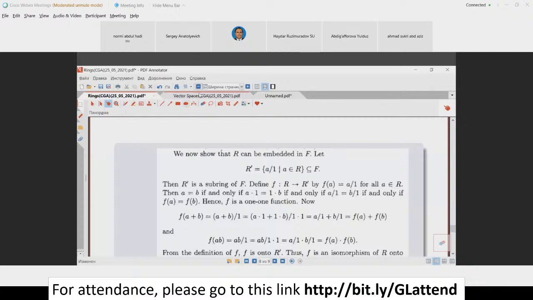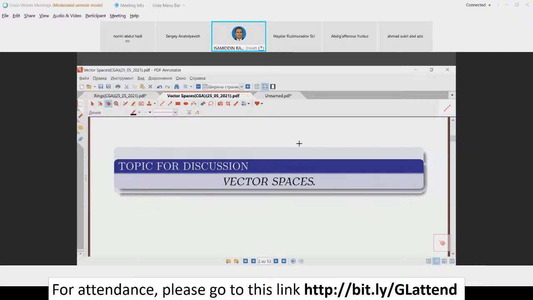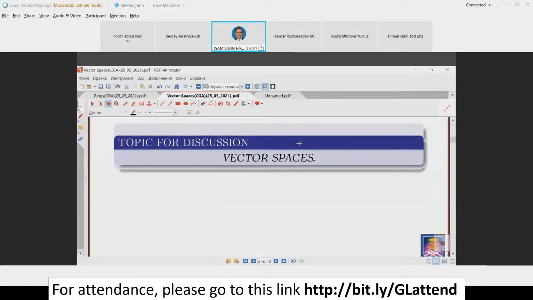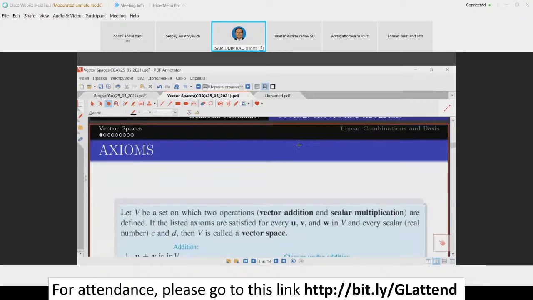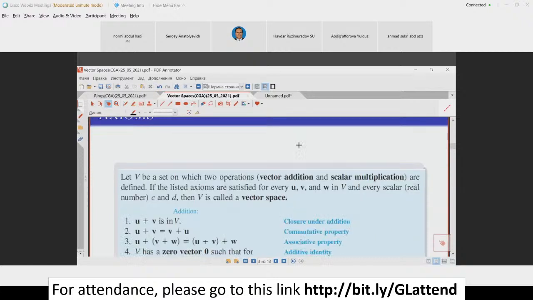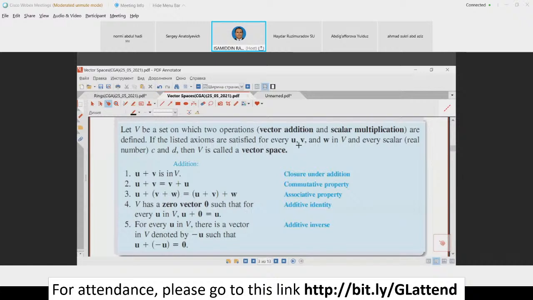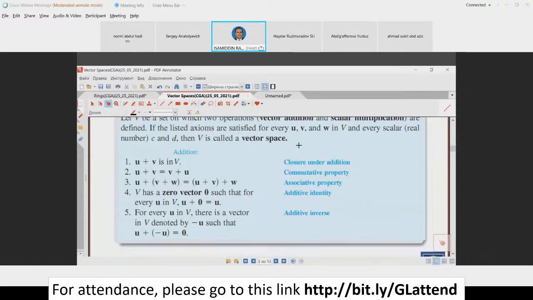If no questions, this is the final comments on rings. Let me now go to another topic, which is vector spaces. Vector space, today's discussion. What is vector space? For the vector space, you have the following two functions. Let us express it in terms of functions.